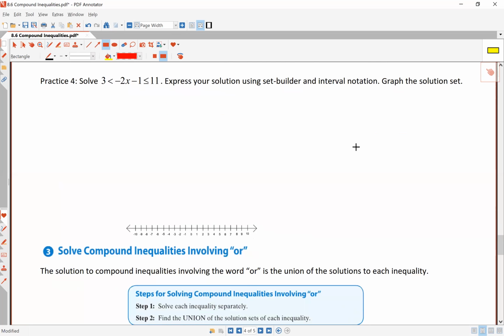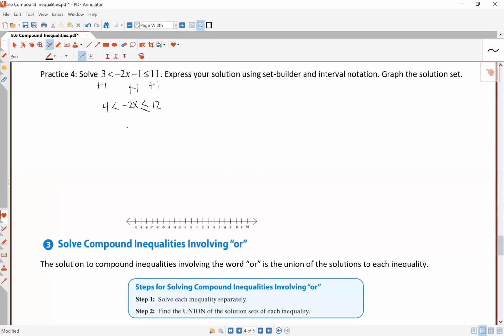Now that you've had a chance to work this out, I will work this out with you. In the middle, to get rid of the -1, we add 1 to both sides. 11 plus 1 is 12, and 3 plus 1 is 4. We divide both sides by -2, flipping over the symbols when we divide by a negative number. This gives us x in the middle is less than -2, greater than or equal to -6.